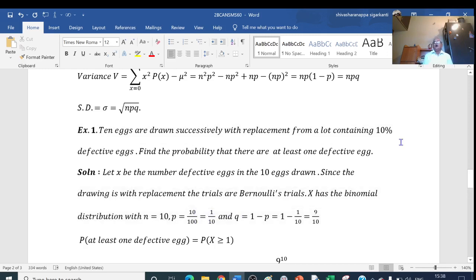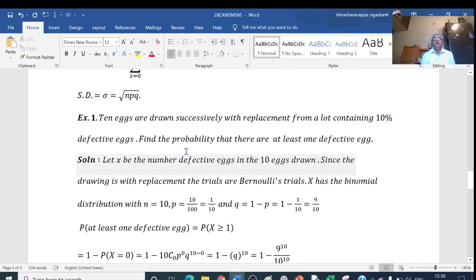The lot consists of 10% defective eggs. And drawing a defective egg, I called this a success. So therefore, the probability of getting a defective egg is 10%, that is 10 by 100, which is equal to 1 by 10. P equal to 1 by 10. And my q is 1 minus p, 1 minus 1 by 10, this is equal to 9 by 10. That is, this is the probability of getting a defective egg, and this is the probability of getting a non-defective egg.